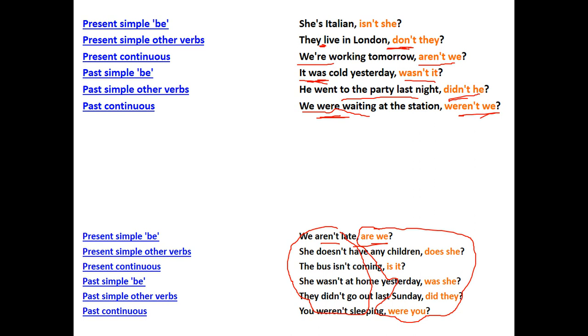Okay, she doesn't have any children. Does she? You see, the subject is she. We don't need to change the subject, just we have to change the verbs. Okay, if it is positive, you have to change it to negative, or if it is negative, you have to change it to positive.